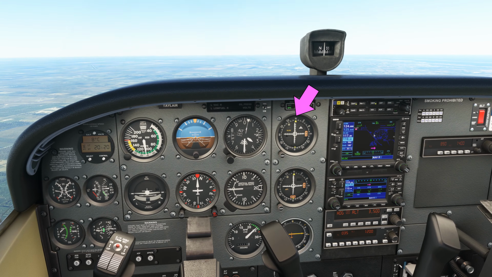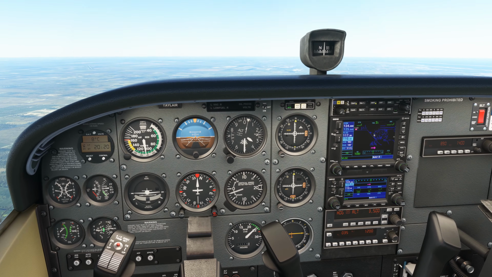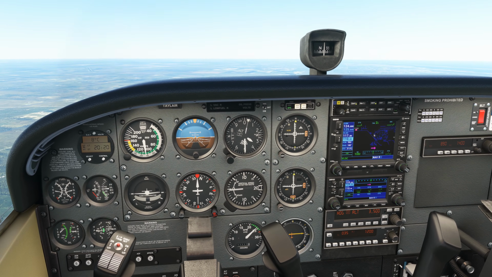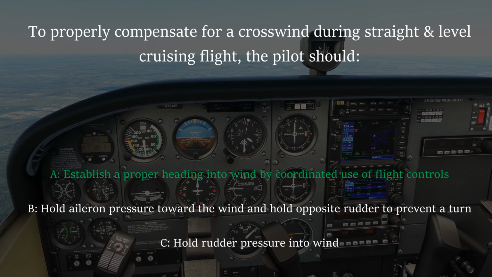the VOR station. And as you can see, the CDI is staying central, so this heading correction seems to be working. So to answer the question, to properly compensate for a crosswind during straight and level cruising flight, the pilot should: A. Establish a proper heading into wind by coordinated use of flight controls.